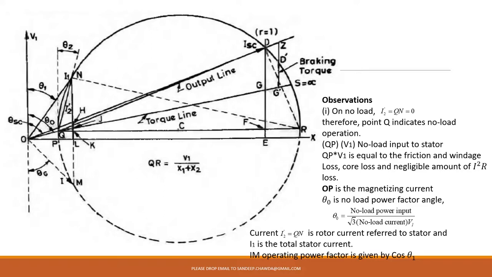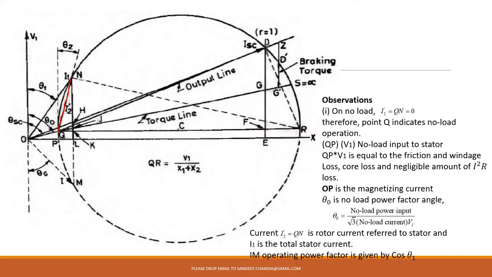A few things we have already observed. In this circle diagram, you could see this line QN, hope it is clear to you. We are talking about this line. This QN during no load condition will be 0, which is called I2 dash. It means this point Q is going to indicate the no load operating point. The no load operating point will be given by this Q.